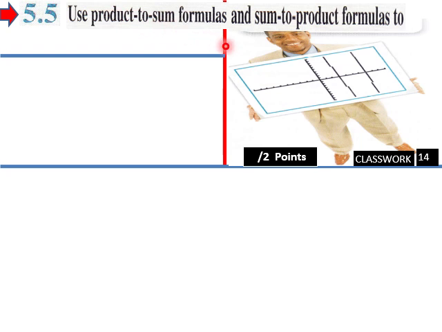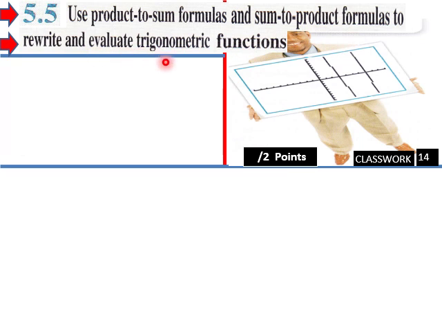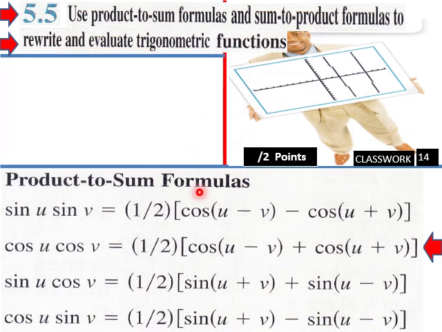Use product to sum formulas and sum to product formulas to rewrite and evaluate trig functions. So here are our product to sums. So we go from our products over here to our sums for these different elaborations of our sine and cosine. We have our 1/2 out in front, and then our different iterations depending upon the order of our product here.